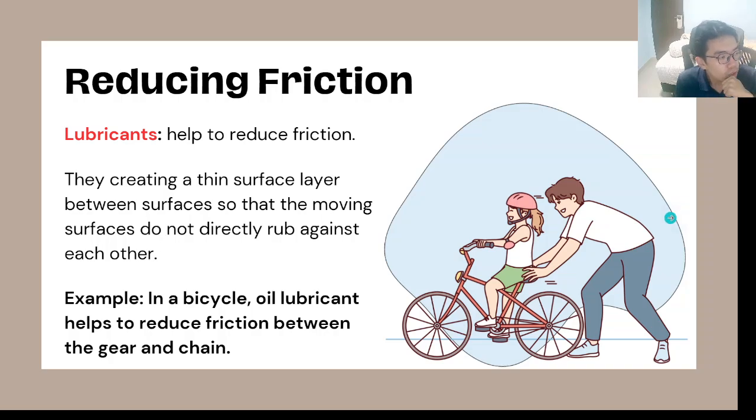So how do we reduce friction? There are times where we want to reduce friction, because friction may cause wear and tear, for example in your machineries. So you have lubricants. Lubricants help to reduce friction by creating a thin layer between surfaces, so that the moving surfaces do not directly rub against each other. For example, in your bicycle, your gear and chain, you always put oil lubricant. In machineries as well.